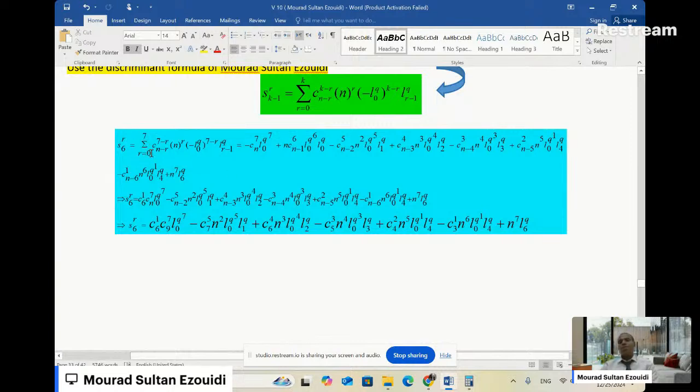The sum from 0 to 7, combination n minus r to 7 minus r, n raised to the power r. Between parentheses, negative L0 for 2 raised to the power 7 minus r times n r minus 1 equal to this one, which is in fact minus combination n to 7 and 0 for the 2 raised to the power 7 plus n times combination n minus 1 to 6 and 0 for the 2 raised to the power 6 times n 0 for the 2.